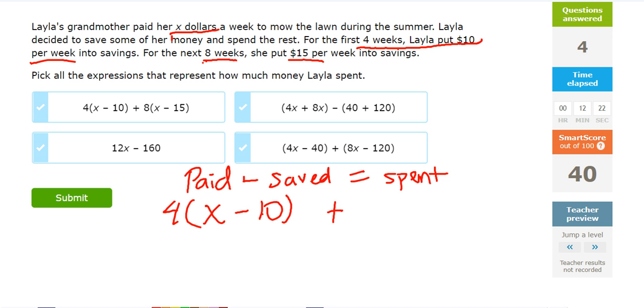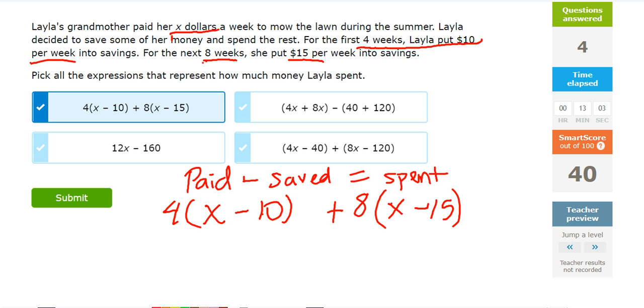Plus, for the next 8 weeks, she still got paid X dollars, but this time she took $15 out for savings. And that happened for 8 weeks. So this expression has to be multiplied by 8. So now, to find out how much she spent altogether, you would combine the first 4 weeks plus the next 8 weeks. Okay? So ultimately, we can see that the first answer choice is legitimate, but then you also try to combine like terms and simplify the expression to see if anything else comes of it.